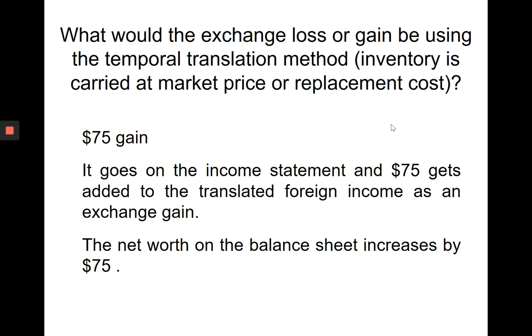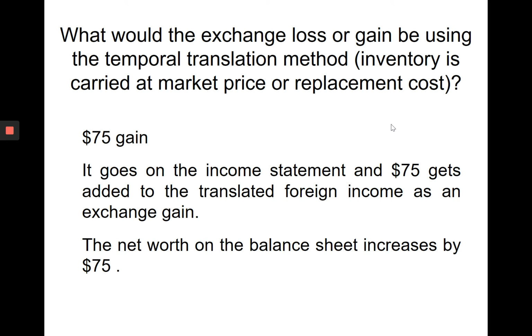What would the exchange loss or gain be using the temporal translation method, given that inventory is carried at market price or replacement cost? If inventory is not carried at market price, then this temporal method would be exactly the same as the monetary and non-monetary method. If inventory is carried at market price, then we can translate it at a historical rate, and we would have a gain, not a loss, a gain of $75.